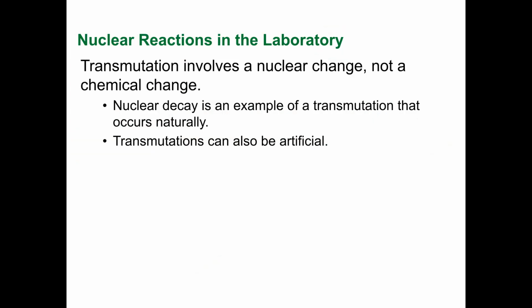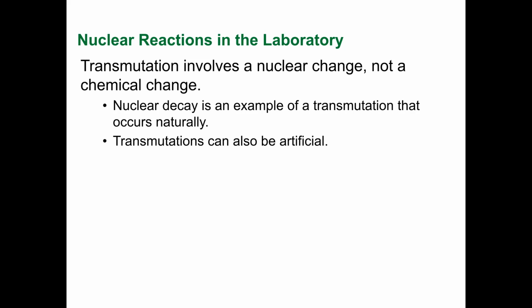Okay? So transmutation involves a nuclear change, not a chemical change. We are changing the elements. So what that means is, if I have a chemical reaction between hydrogen, carbon, and oxygen, whatever happens, I still have hydrogen, carbon, and oxygen. A transmutation is where we change oxygen into nitrogen, or nitrogen into carbon, or carbon into nitrogen. There is a new element.